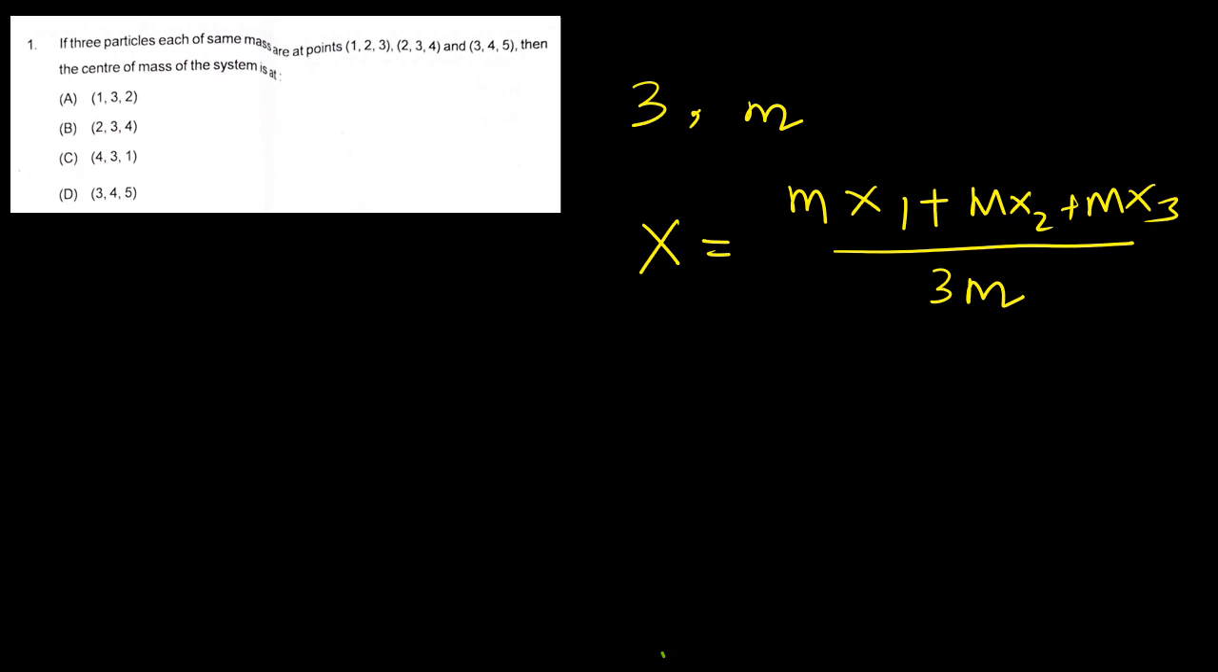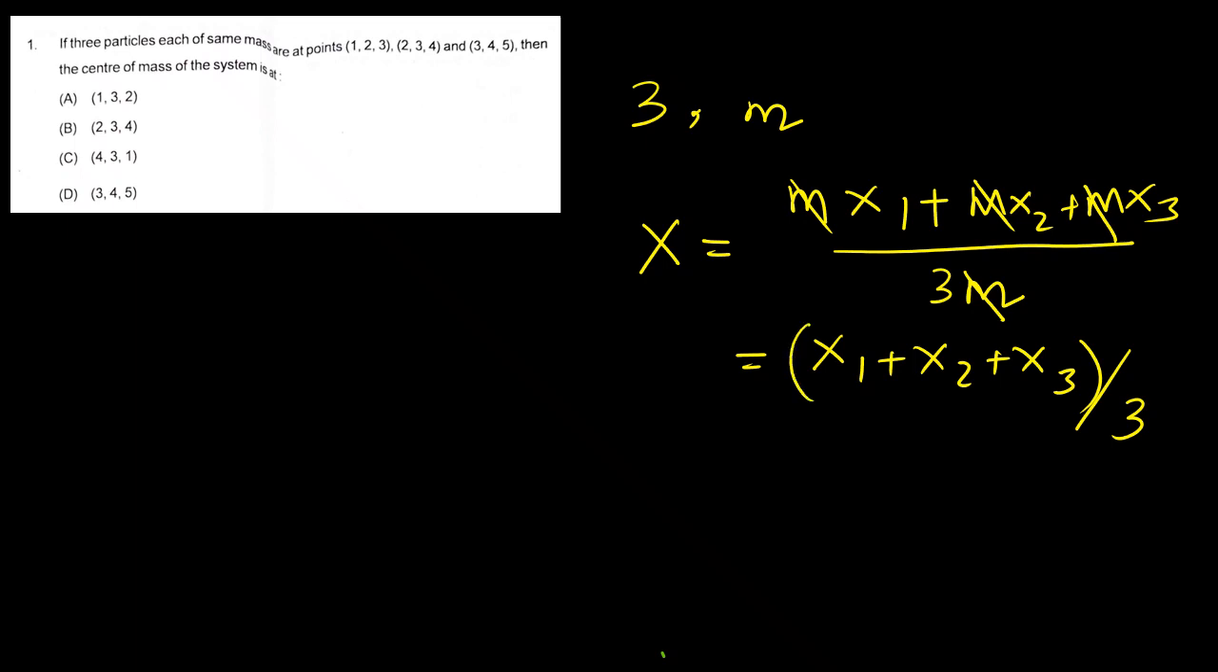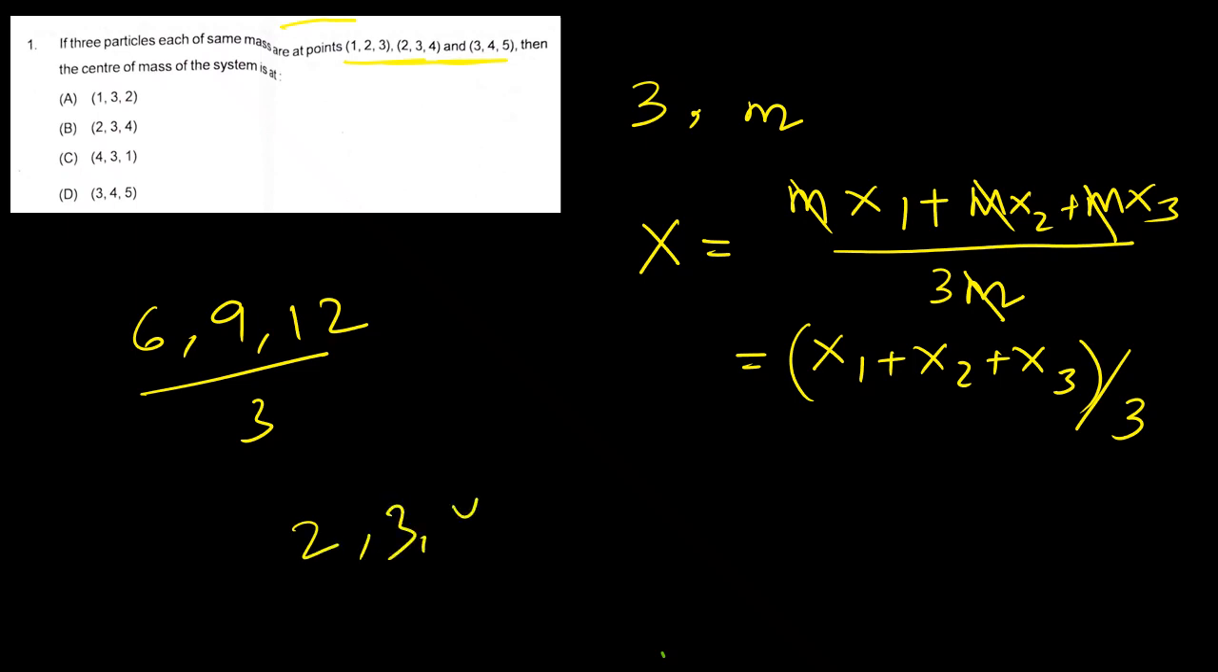If you look at this expression, the m cancels out, and the solution is you just sum these three coordinates and divide by 3. If you sum these three coordinates and divide by 3, the sums are 6, 9, 12, and dividing by 3, the answer comes out as 2, 3, 4. So it is B.